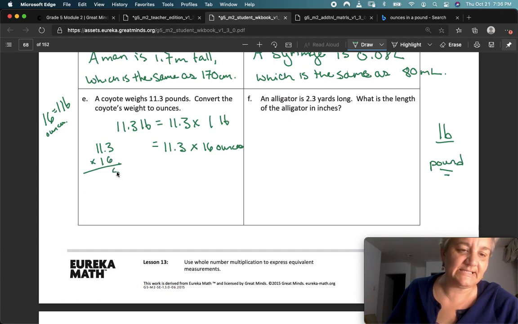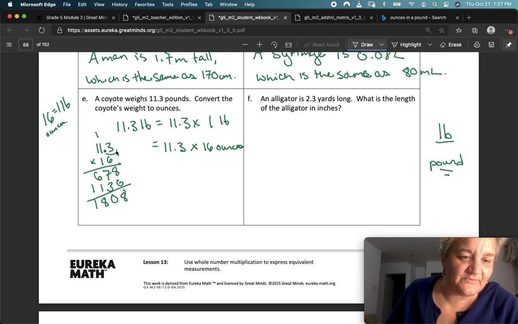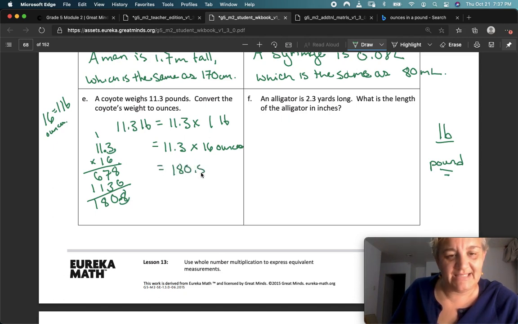6 times 3 is 18, carry the 1. 6 times 1 is 6, plus 1 is 7. 6 times 1 is 6, drop the 0. 1 times 3 is 3, 1 times 1 is 1, 1 times 1 is 1. And there's my answer. I have to put that decimal back in, so the decimal moved over 1 space, right? So I'm going to move it back 1 space and move it right here, which equals 180 and 8/10 ounces.